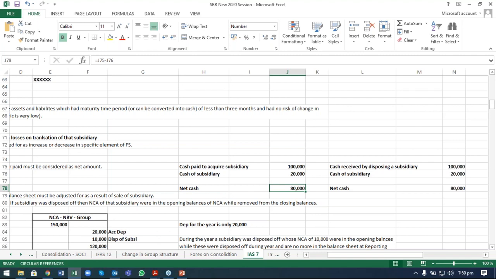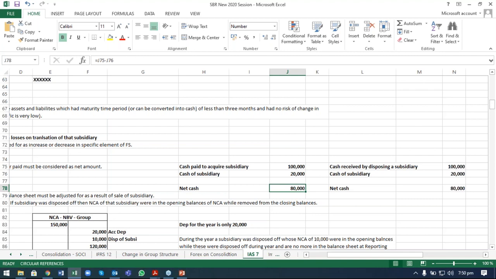This investment in subsidiary should be accounted for under the non-current asset section, right? Once we are looking into the format of the cash flows, we have identified that the non-current asset section should be accounted for under cash flows from investing activities. So this cash paid for the acquisition of a subsidiary or cash received by disposing of a subsidiary, this 80,000, should be accounted for under cash flows from investing activities.